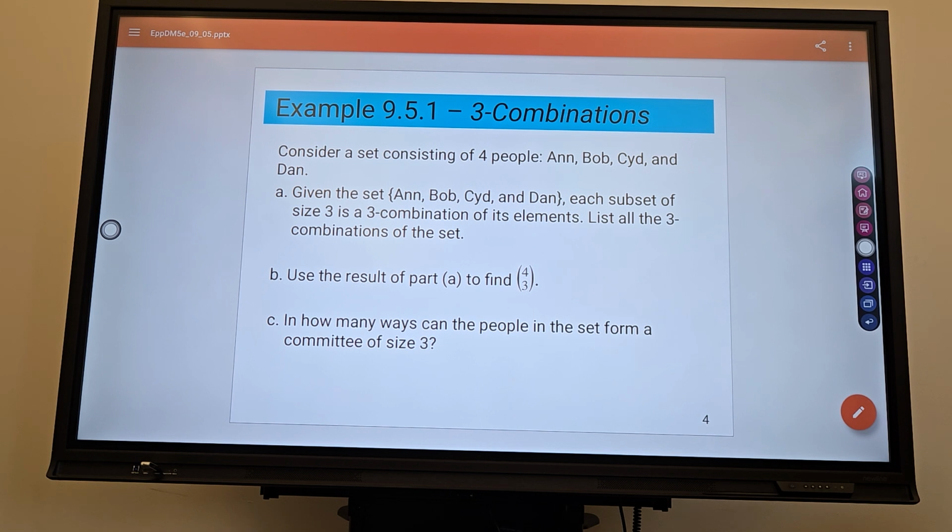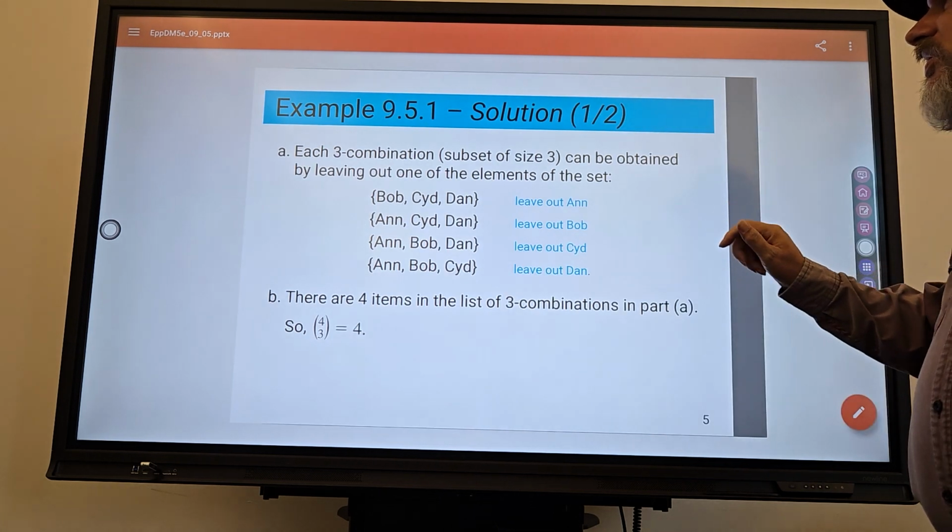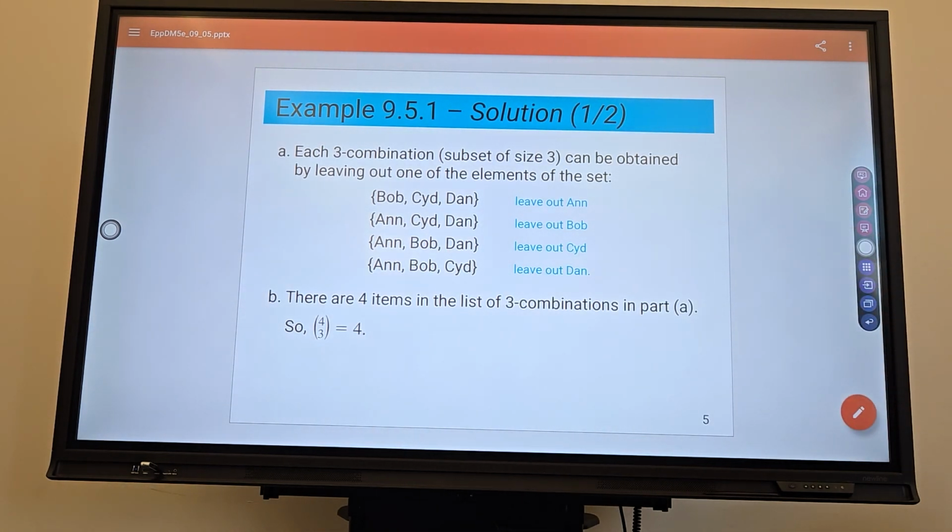Consider a set consisting of 4 people: Ann, Bob, Sid, and Dan. Given the set, each subset of size 3 is a 3 combination of its elements. And how many ways can the people in the set form a committee of size 3? Let's see here. Each combination is given here. Thus, 4 choose 3 is equal to 4.